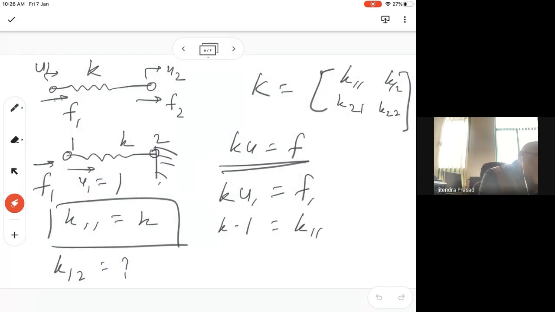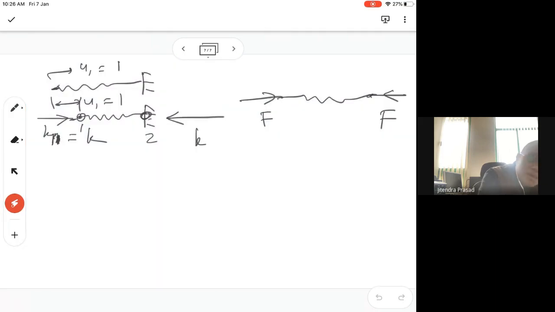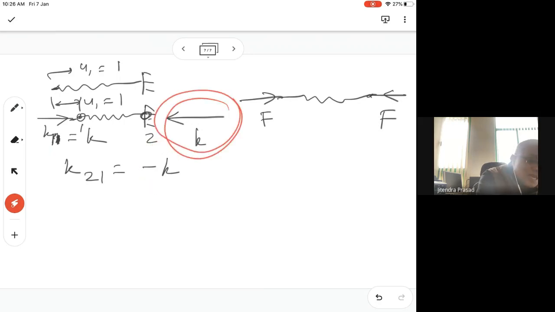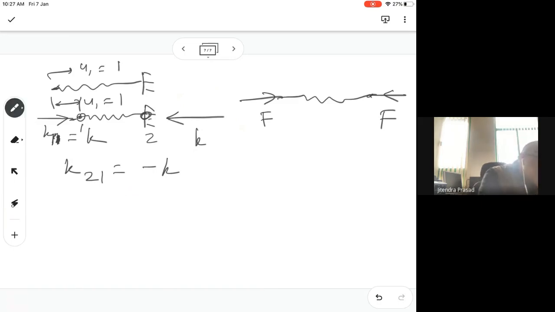Now, what happens here? This tells you K21 equal to minus K. By definition, the force required at node 2 to induce unit displacement 1 is K21, and K21 is equal to minus K. Minus K, why? Because this is opposite to the X direction. So K21 equal to minus K. Similarly, you can work the other way.